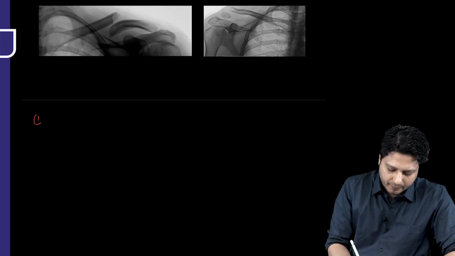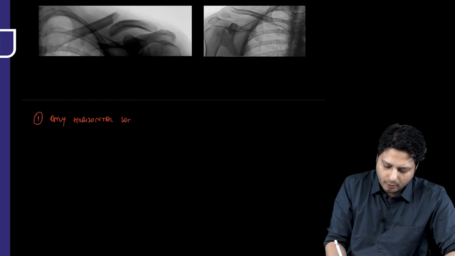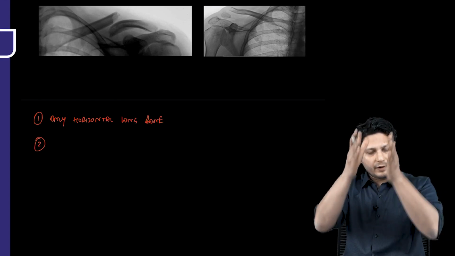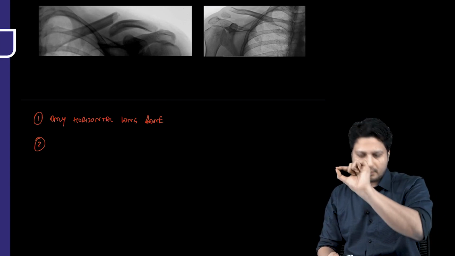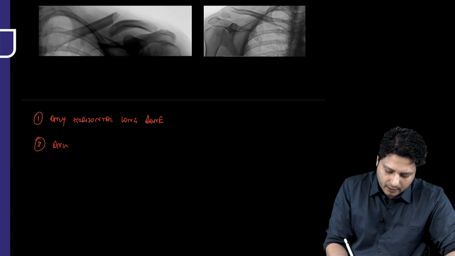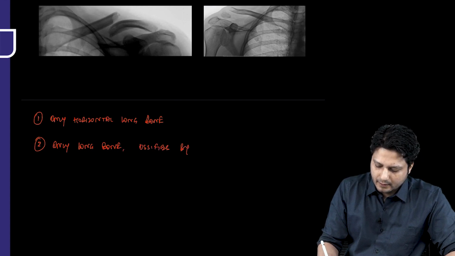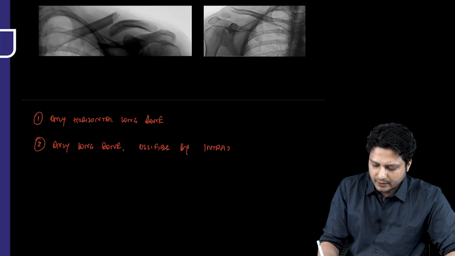Point number one, what are those unique features of the clavicle? It is the only horizontal long bone. All the long bones are vertically aligned. This is the only long bone which is horizontally aligned. Point number two, it is the only long bone which ossifies by intramembranous ossification.